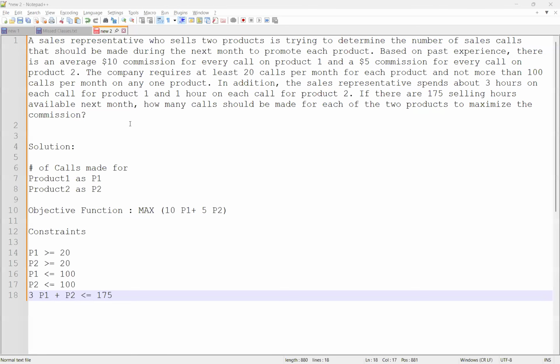So in this video, we'll be solving this case. In the normal case, as you can go through in the question, you can see the sales representative who sells two types of products. They are trying to determine the number of calls they have to make for the next month. So the condition here is there are two products.